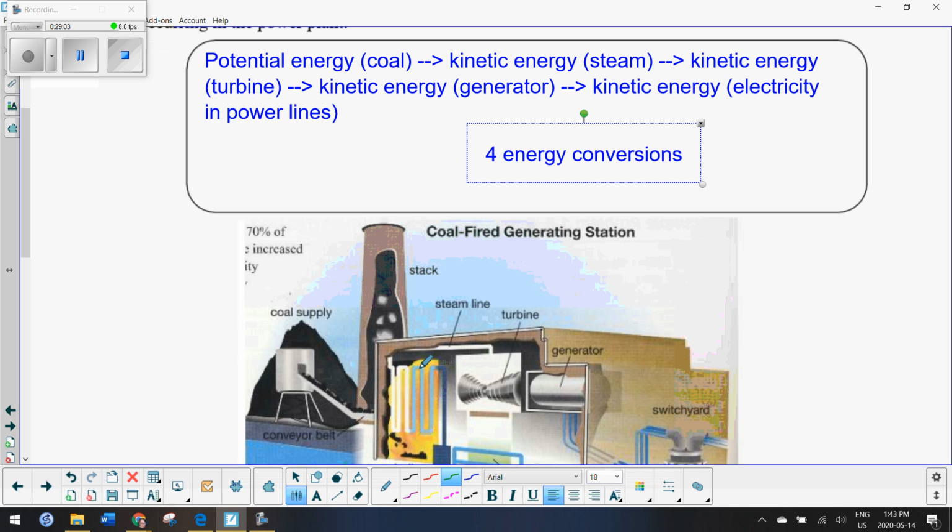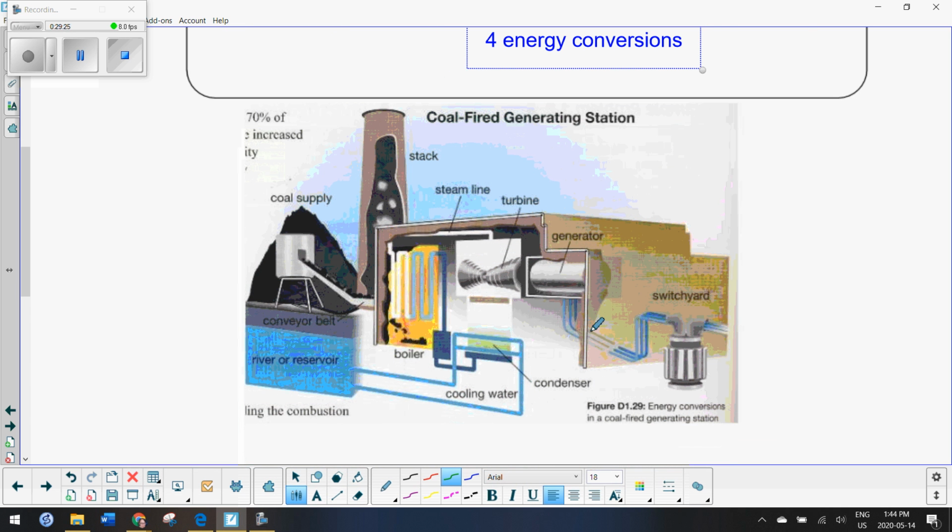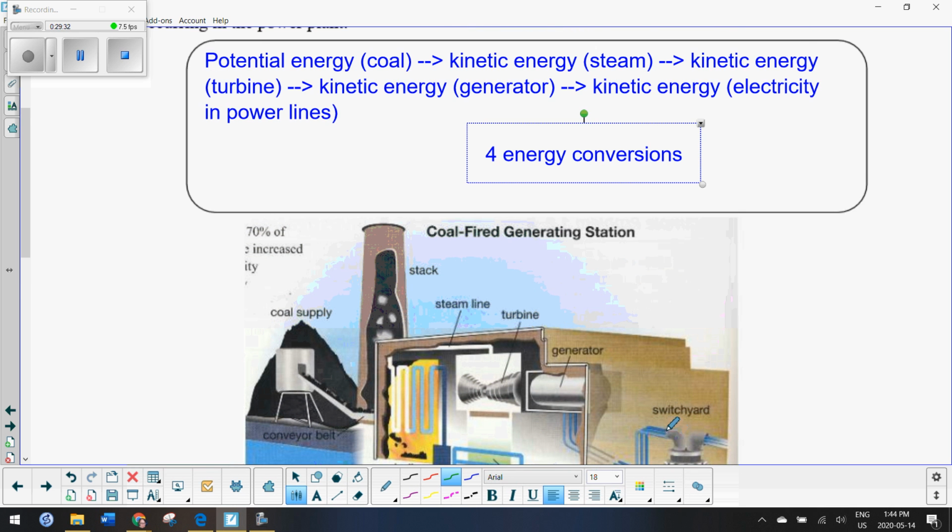So water's coming into the boiler, it heats up. That high pressure steam then follows these pipes. At a high pressure, it's going to cause that turbine to turn, which then is kinetic energy of the turbine. Turbine is connected to the generator. So once the turbine is turning, the generator will turn. So that's another kinetic energy. And then that creates electricity, which is moving electrons, if you remember from the last unit. So those are all of your energy conversions.